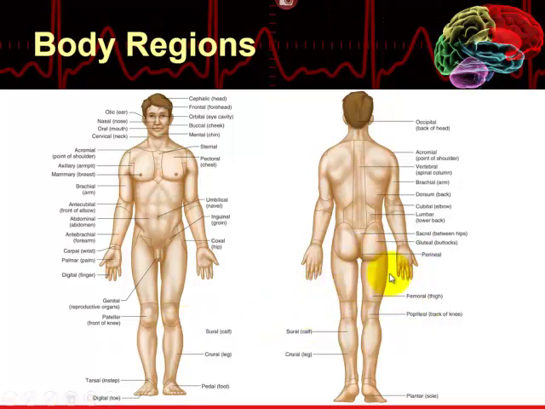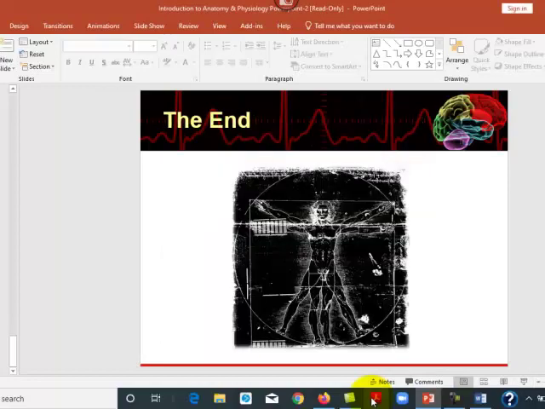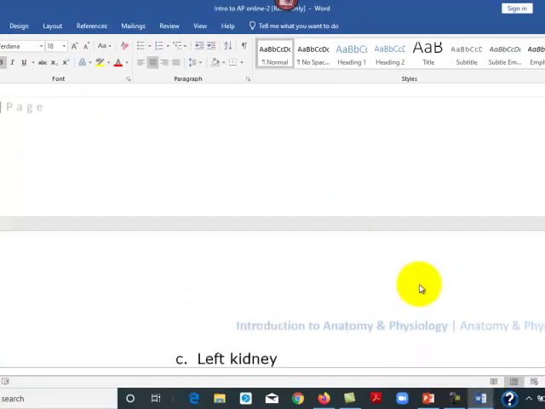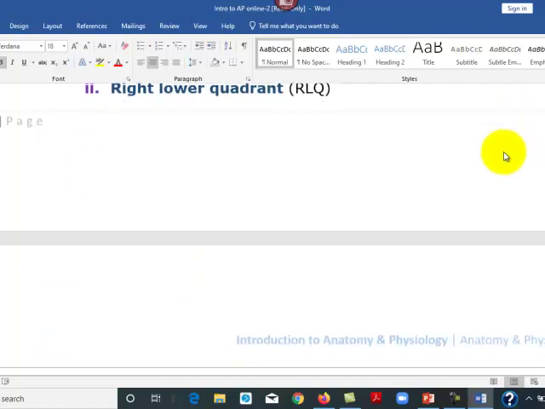Femoral is the thighs. Popliteal is the area behind the knees. Sural is the calf. Crural refers to the leg, and plantar is the bottom of the feet. Now, one last thing, and I'm not going to go over all these. You can read. You don't need me to read this list to you.